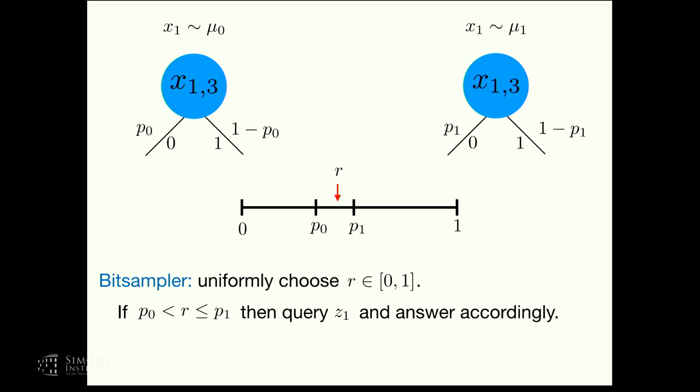So you see that in this case, we're not always having to query Z1. We're going to have to do it with some probability. And basically the key to computing how many queries we save in this process is to estimate how often it is that we're going to land in between P0 and P1.